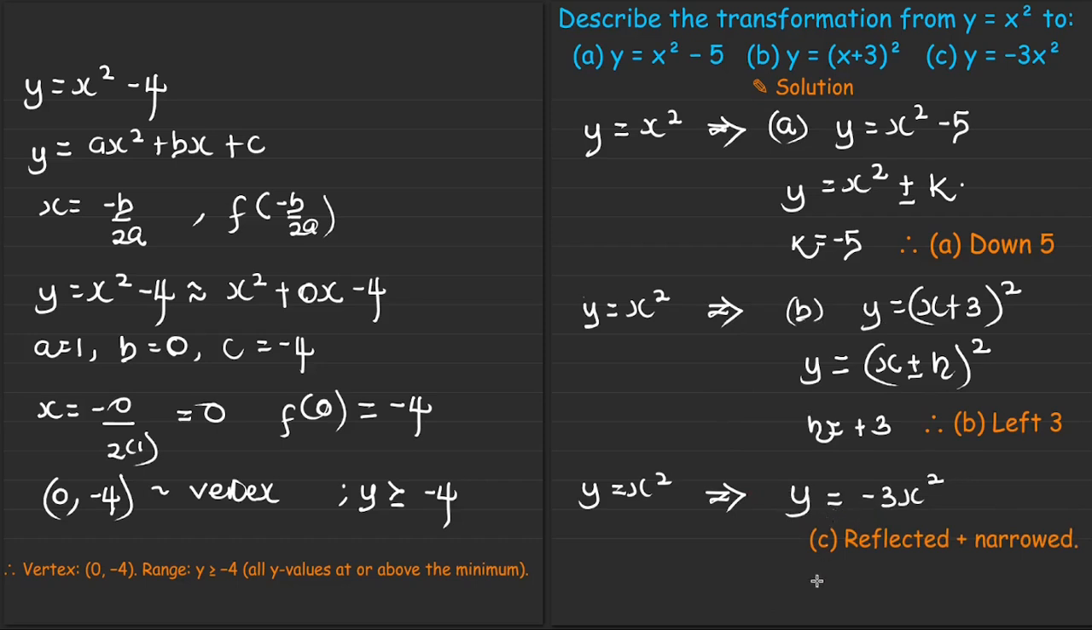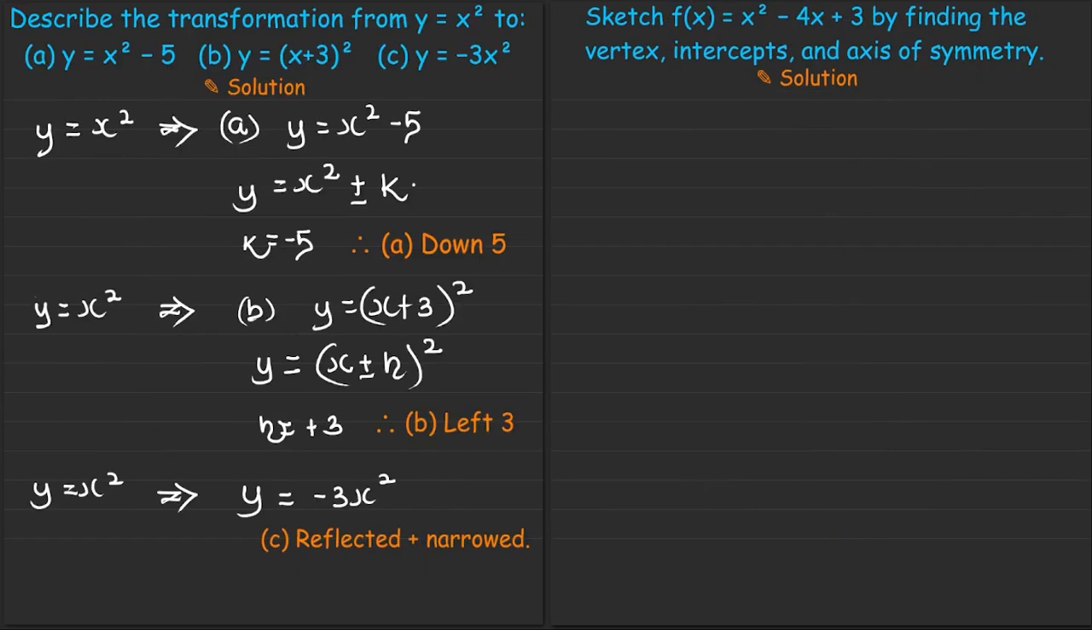So that is it for question number 2. Learning the terms was very, very important because as you can see, we are actually applying them here to answer these questions. Our third question says we have to sketch f of x equals x squared minus 4x plus 3 by finding the vertex, the intercept, and the axis of symmetry. How do we go about this?